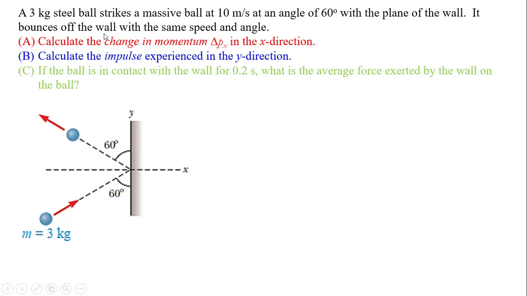Alright, so in this particular video, we have a 3 kilogram steel ball. It strikes a massive wall at 10 meters per second at an angle of 60 degrees with the plane in the wall. And in this instance, it bounces off with the same speed and angle. Alright, so here's the diagram.